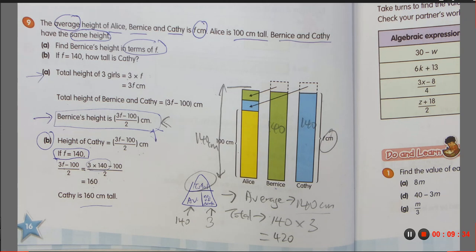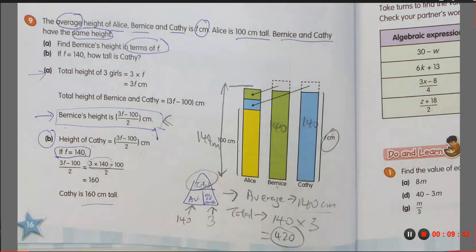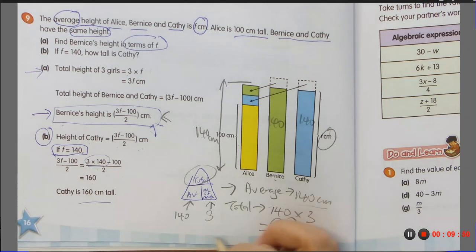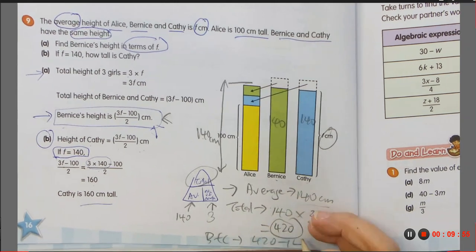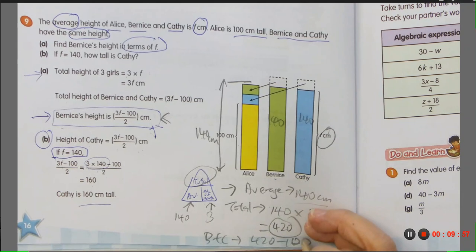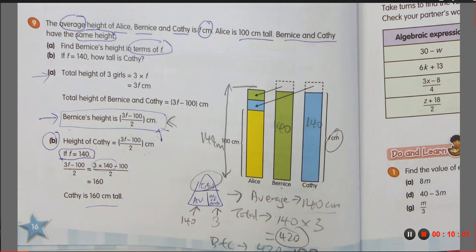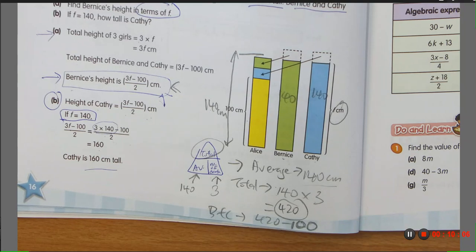So if I have 420, what will be Bernice and Kathy together without Alice? The total is 420 centimeters. If I take away Alice, how much is that? 420 minus 100. Why minus 100? Because Alice is 100.